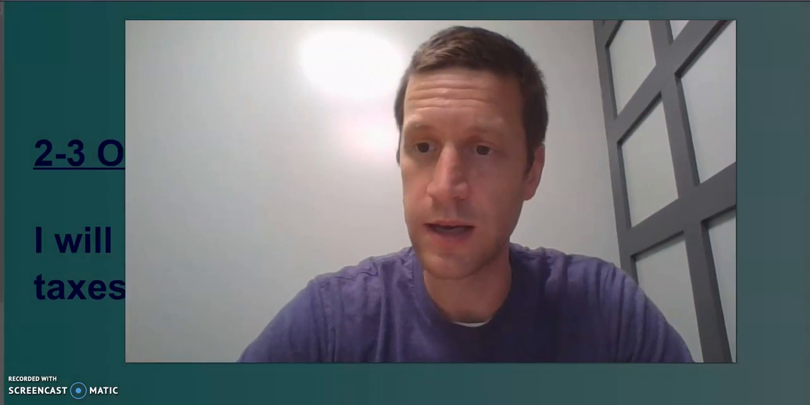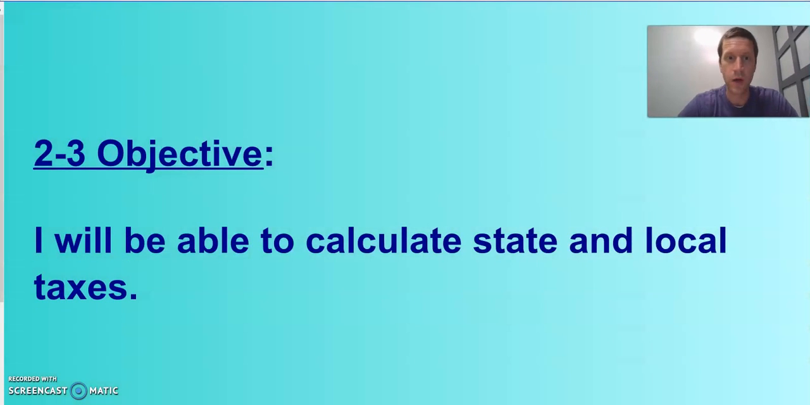Hey class, so today we're going to talk about state and local taxes. This is section 2.3. We're going to touch a little bit on exemptions today, which we talked about with 2.2. And there's a little more calculating, whereas the last section we were just finding numbers on a table. We won't be doing that today. We're actually going to do the calculating. So today, calculating state and local taxes.